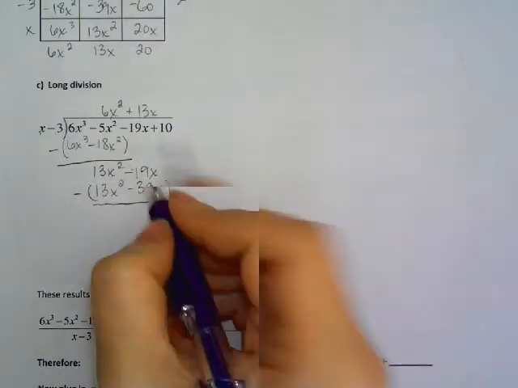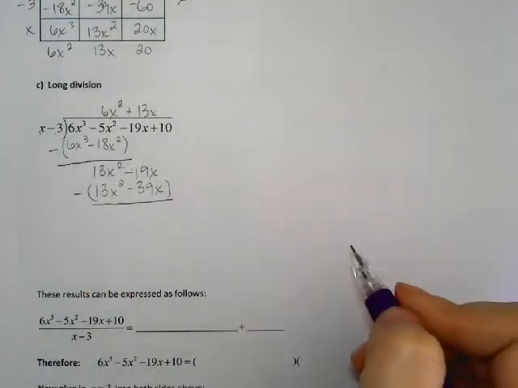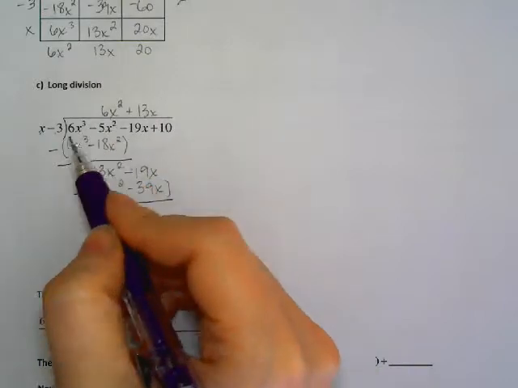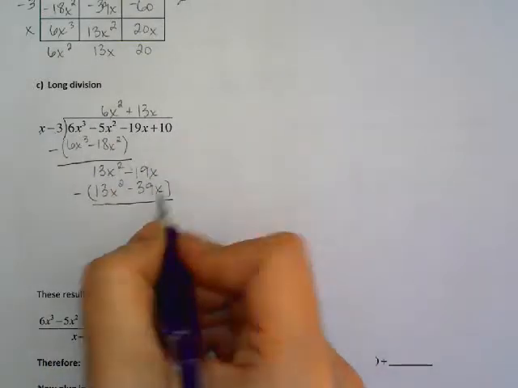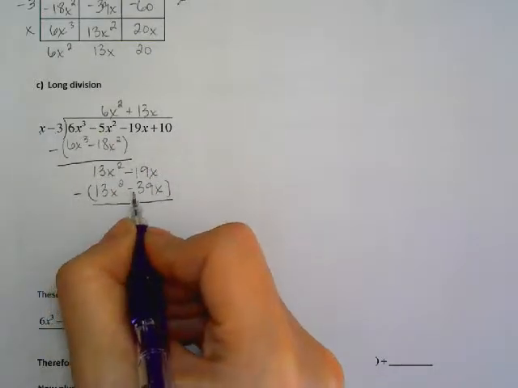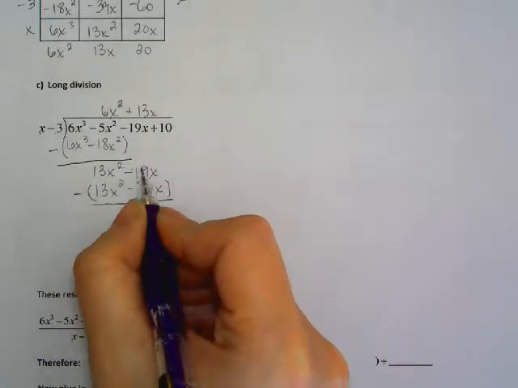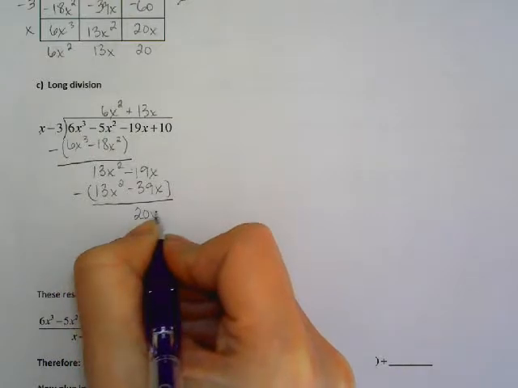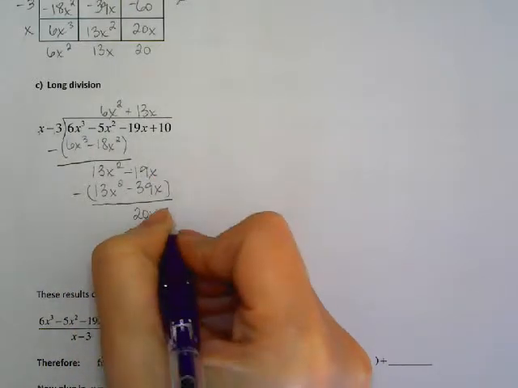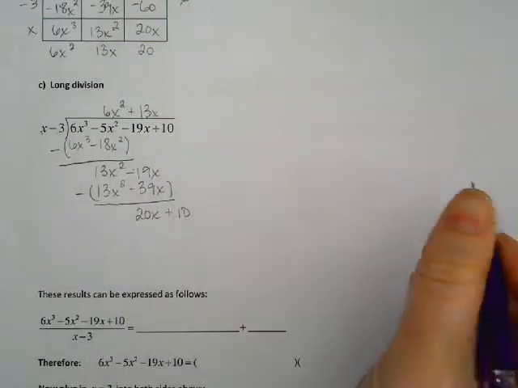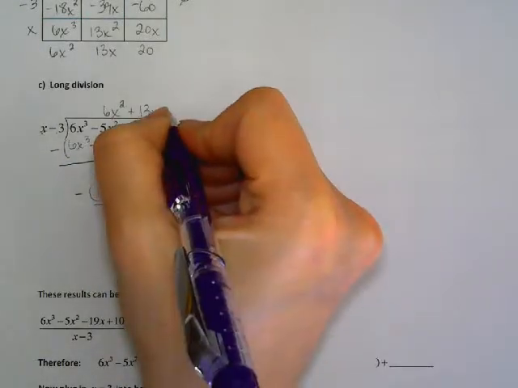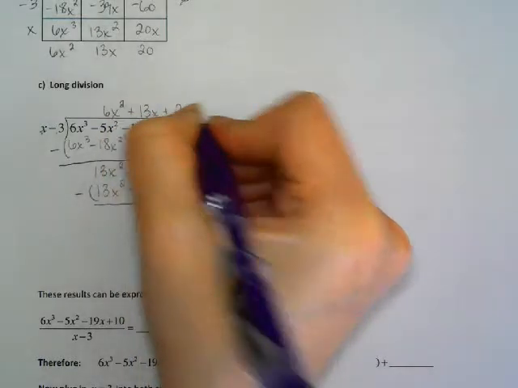But the reason it's 39 is to make it 20, right? Well, the reason it's 39 is because 13x times negative 3. So then this double negative means we're adding again. So negative 19x plus 39x gives us 20x. We're going to drop down plus 10. X goes into 20x 20 times. So plus 20.